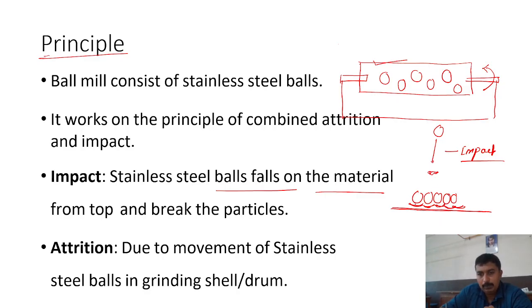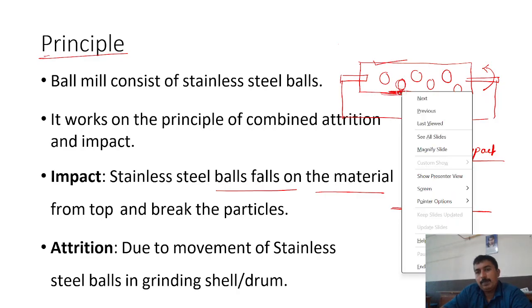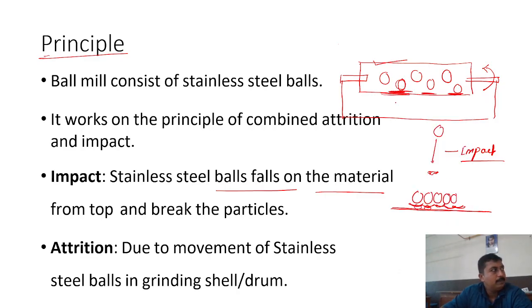And due to the continuous rolling, what will happen? The powder particles are broken between the ball and the metallic drum. In the gap which exists between the balls and the metallic drum, the powder particles are crushed and this results in a breakdown of the powder particles.